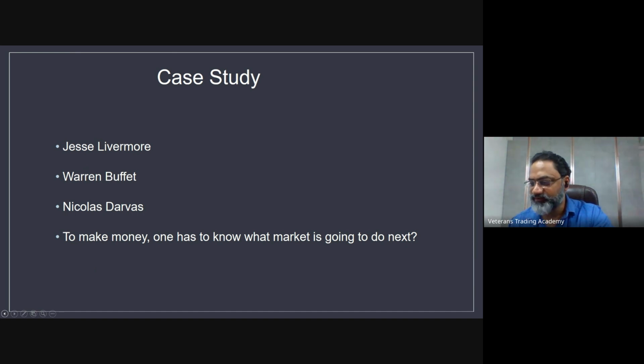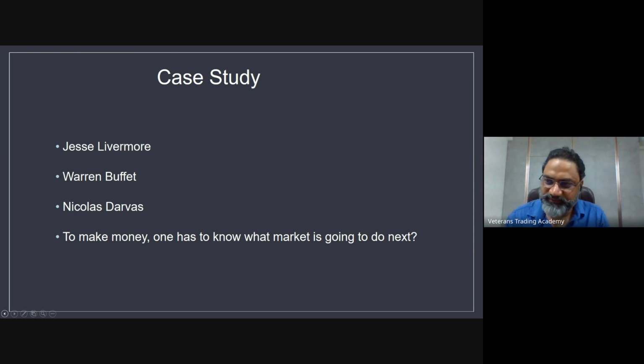So whenever there was a crash and he was very sure about it, he took very big positions and made a lot of money. But because of that high conviction only, when the market started rallying, he could not change his opinion. He kept on holding it until he became bankrupt. So this is one kind of trader, Jesse Livermore.